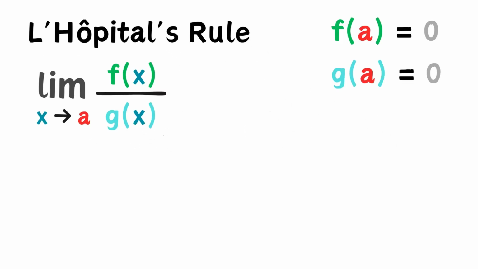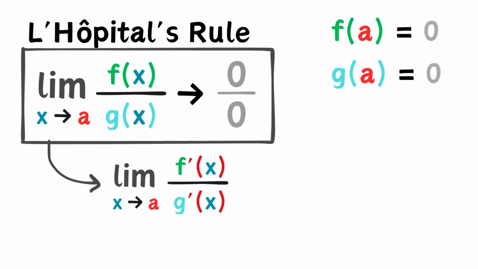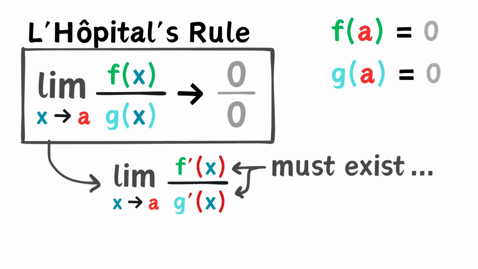It states that if you directly substitute into a limit and run into an indeterminate form like 0 over 0 or infinity over infinity, you can take the derivatives of the top and bottom and then take the limit of the new fraction. Of course, in order for this to work, the derivatives must exist, and the derivative of the denominator cannot be 0, otherwise you get division by 0 and that's not good.